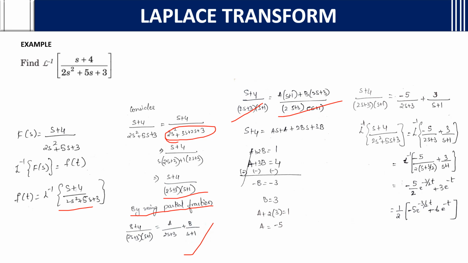So minus 5 by 2 will get taken out, so 1 by s plus 3 by 2 will become e power minus 3 by 2 t. Then 3 by s plus 1, 3 into 1 by s plus a means nothing but e power minus at. So a is 1 here, so e power minus t. So that equals, if you take 1 by 2 common in both, then you will get minus 5 into e power minus 3 by 2t. As you are taking 2 common, you need to multiply 2 inside, 6 e power minus t. You can leave the final answer here also, or you can take 1 by 2 common also, it is your wish.